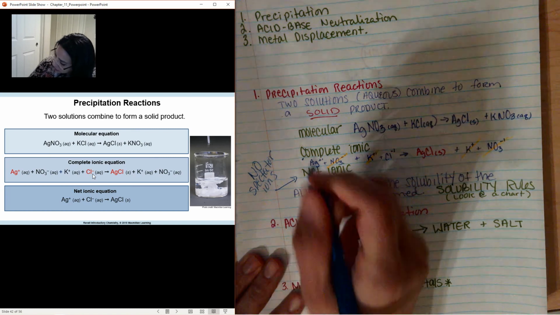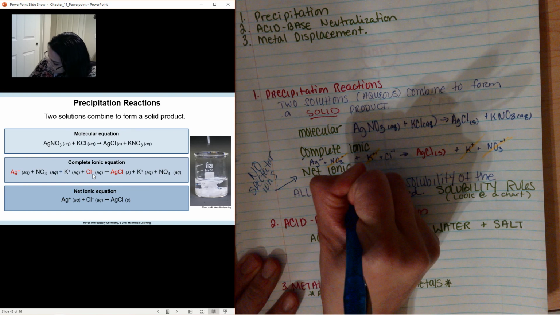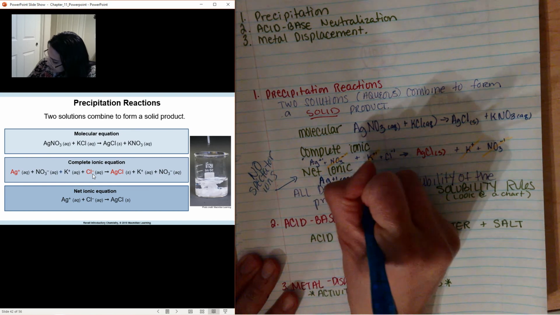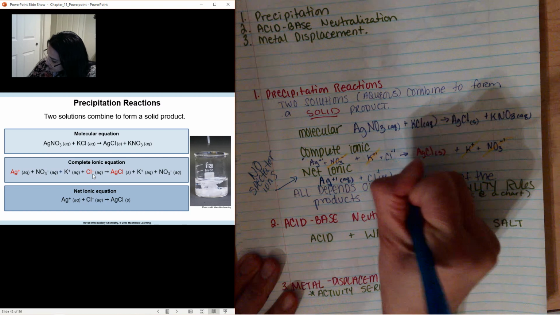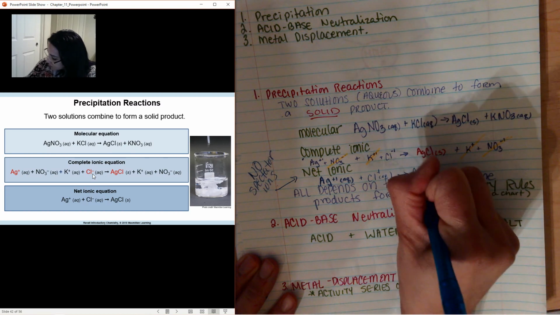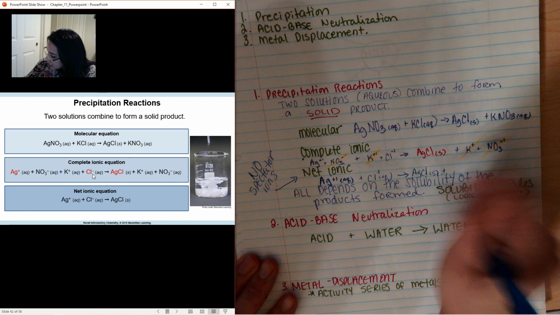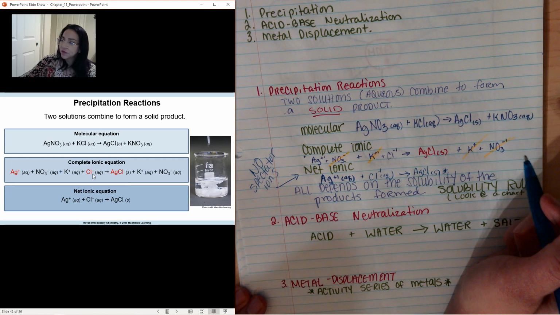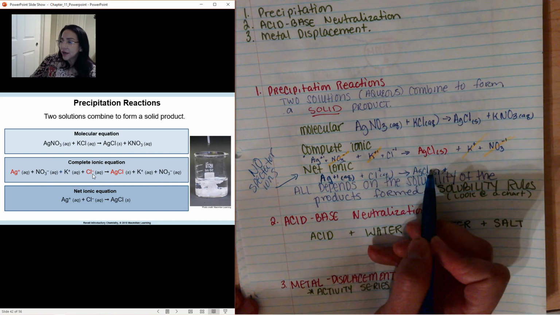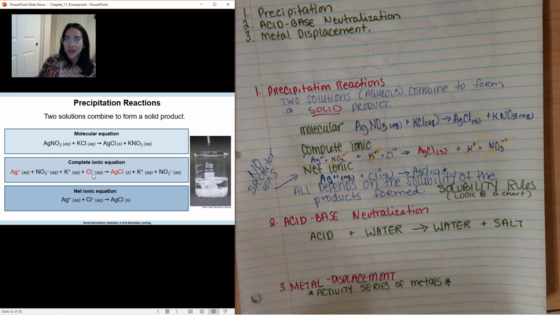Let me use a different color. Chlorine -1, aqueous. Gives me silver chloride, solid, plus nothing else. There's no plus. That's it, because everything else was removed. And this is my net ionic equation for the creation of silver chloride. And remember, from this we could go into redox and whatnot, but we're not doing redox.